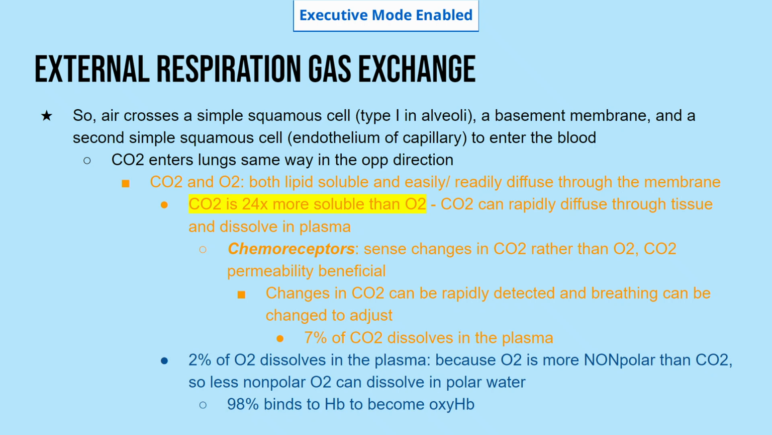Getting into some more external respiration, gas exchange. So air crosses the simple squamous cell, the type 1 cell right here in the alveoli, crosses a basement membrane, and a second simple squamous cell, or the endothelium cell in the capillary, to enter the blood. So basically, gas is passing through the type 1 cell, there's the fused basal membrane, and then right here is a second cell of the capillary into, this is the blood.